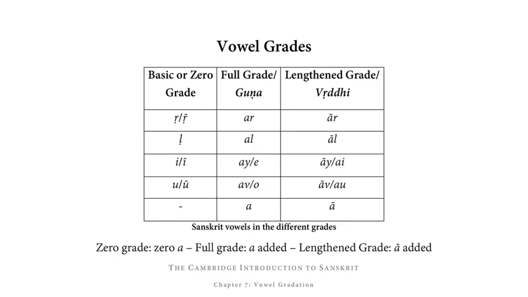So we have just the basic vowel with zero a being added, which is also why this is called the zero grade of these vowels. Then in the middle we have short a added, and this is called either the full grade, or the Sanskrit term for that would be guṇa. Or in the right-hand column what we have is long ā being added to those vowels, and this is then called the lengthened grade, or in the Sanskrit terminology, the vṛddhi of this vowel.